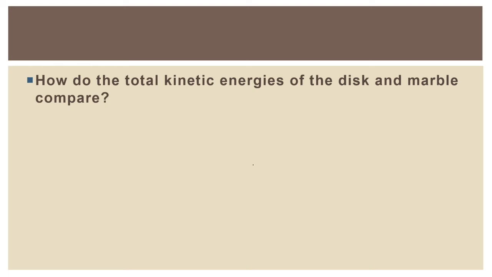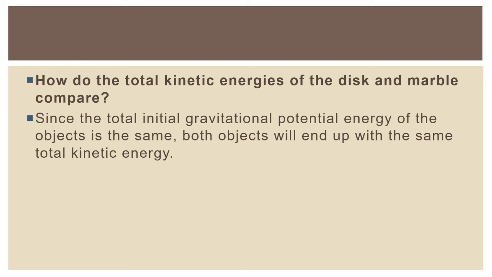Now, a perfectly reasonable answer to this question would be, well, the marble is going faster, so it has more total kinetic energy. No? It's a reasonable thought. But ultimately, since the total initial gravitational potential energy of the objects is the same, because they are the same mass and they start up at the same height at the top of the ramp, both objects will end up with the same total kinetic energy. That is a dirty, dirty trick.